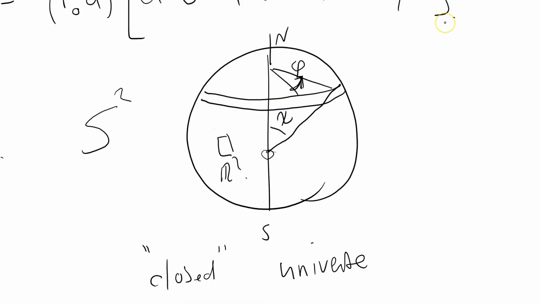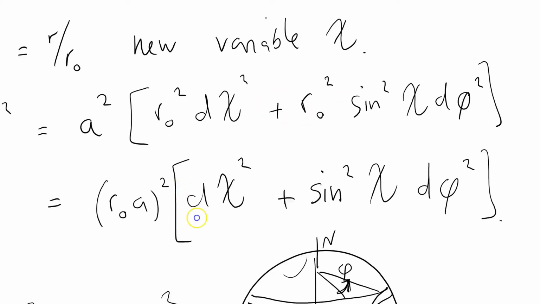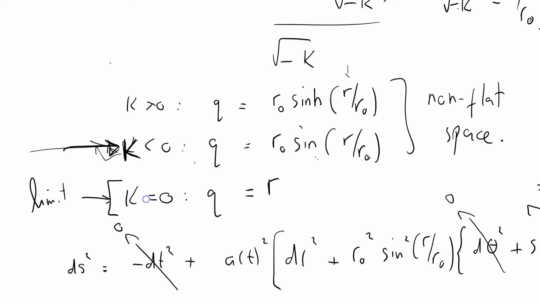So I'm going to stop there, and what I'm going to do next time, I'm going to consider this spherical picture here, and I'm going to consider the other solution as well, the hyperbolic solution with positive values of k. I'll consider that next time, but for the moment I'm going to stop here.